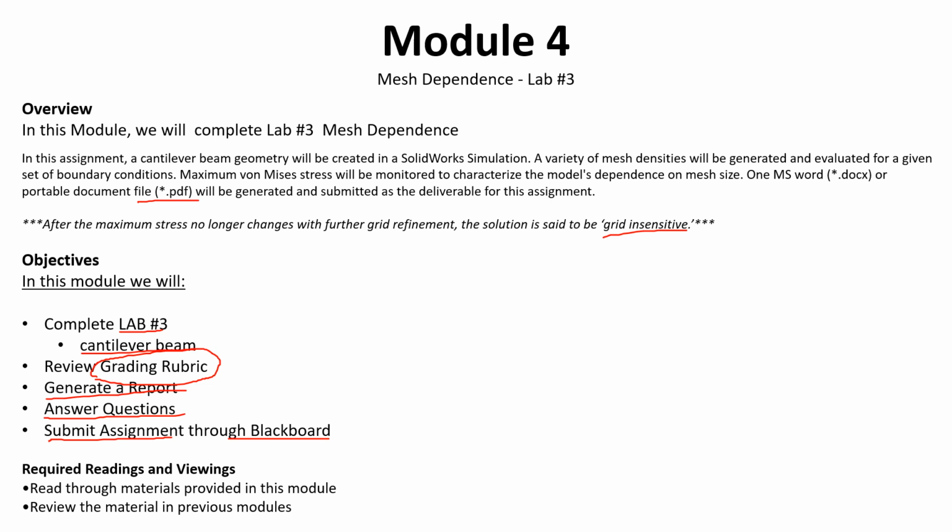Also, I want to remind you of your required readings and viewings. Please read through all the materials that I provided for this module on Blackboard, as well as the materials from the previous modules.